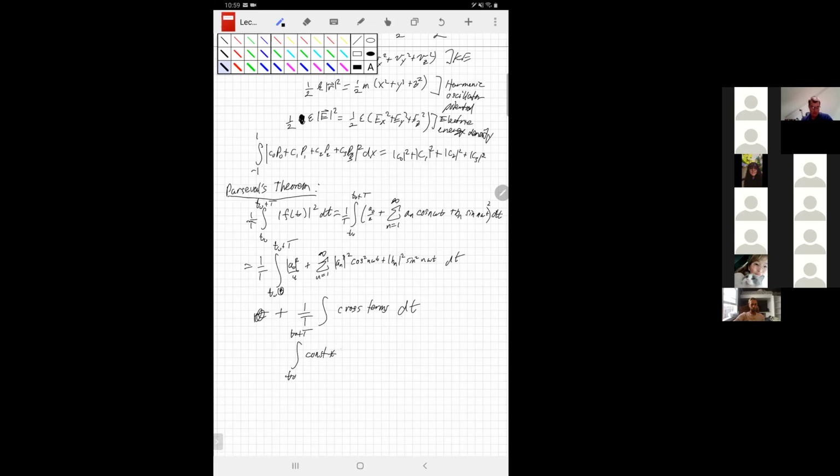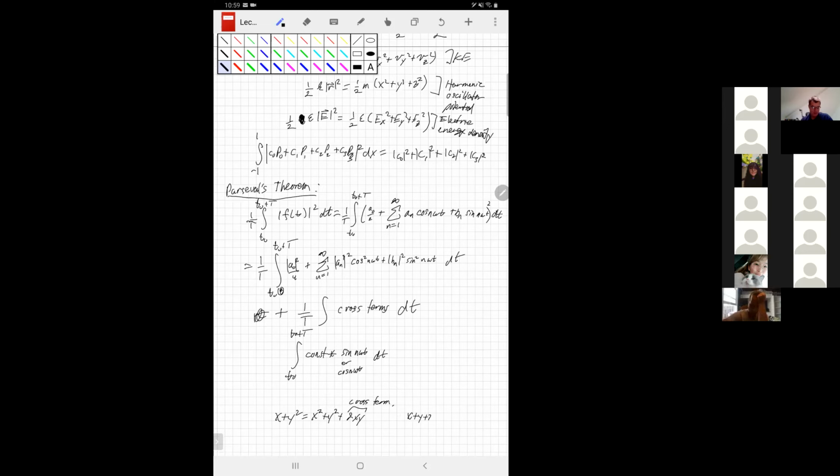The constant would be a naught over two. Professor, what do you mean by cross terms? Cross term just means, let's put it this way: if I've got x plus y squared, that's x squared plus y squared plus 2xy. That's a cross term. Okay, got it.